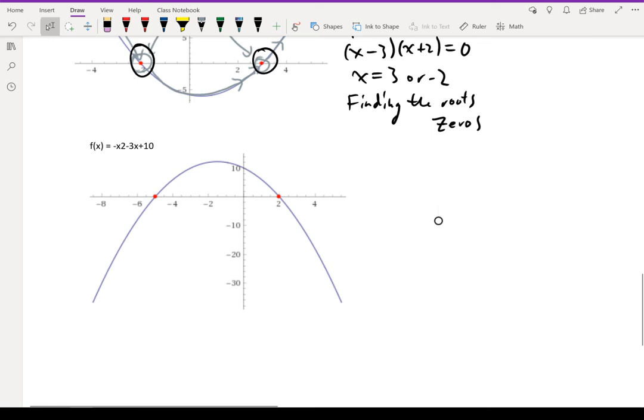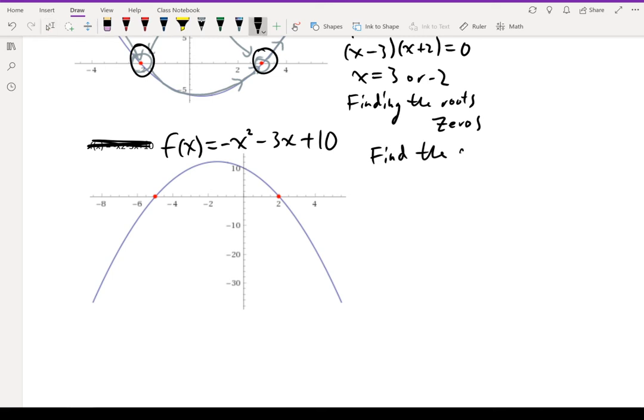Now, this time, you would see that our equation, let me write it better, f of x is equal to negative x squared minus 3x plus 10. This is what our function looks like. And then again we have to find the x-intercepts, or let me use a different wording, find the roots of the function.